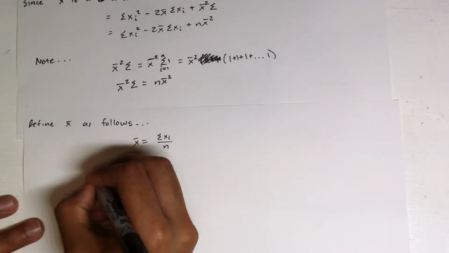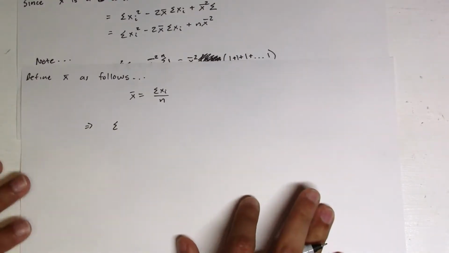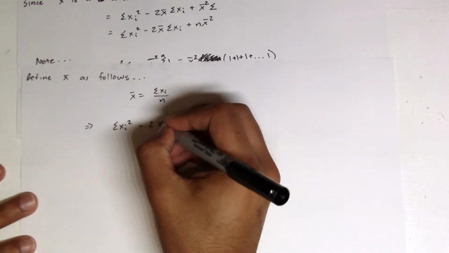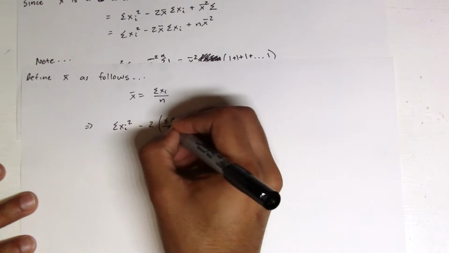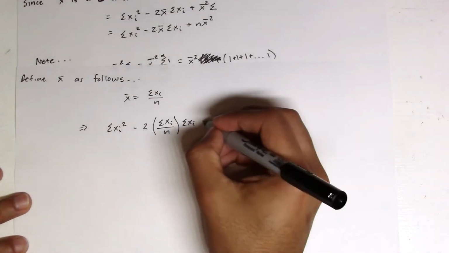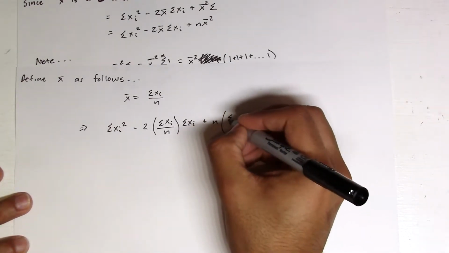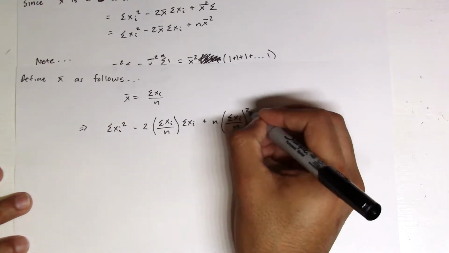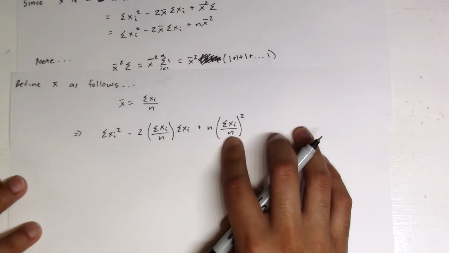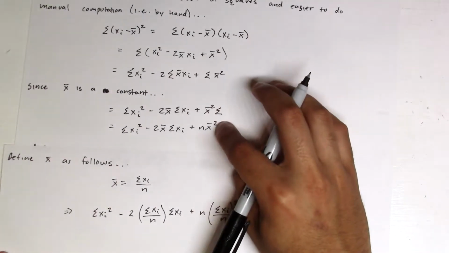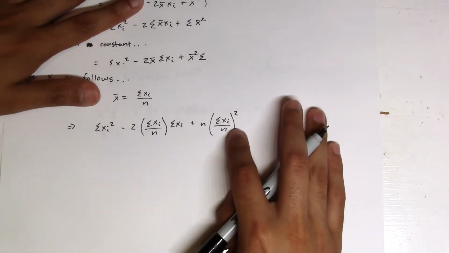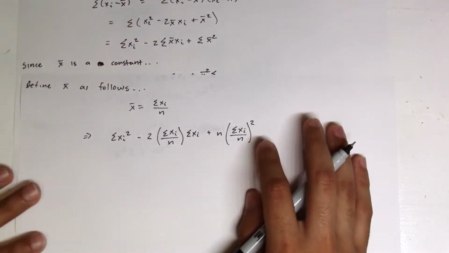So what we get is the sum of xi squared minus 2 times x bar, which is this, times xi, plus n times the sum of xi over n, squared. So I basically plugged in the average value in terms of sigma notation in this equation right here. Now that we have that, we're going to simplify this squared term.